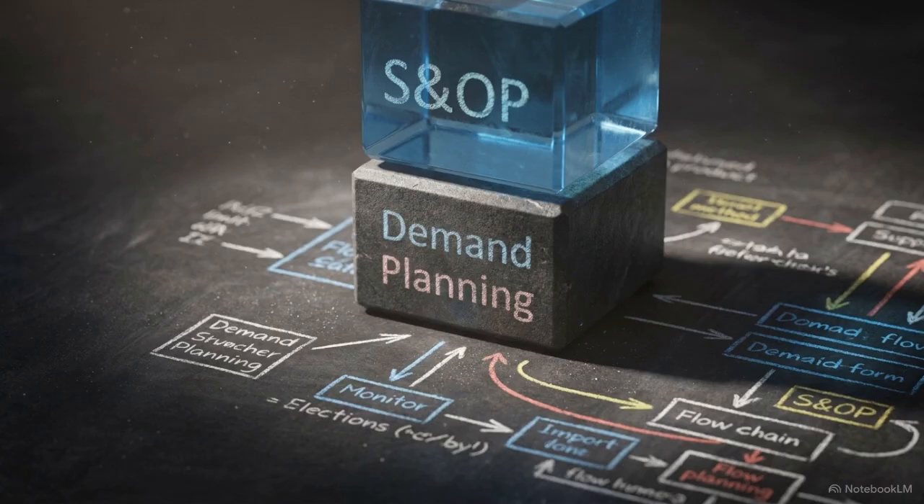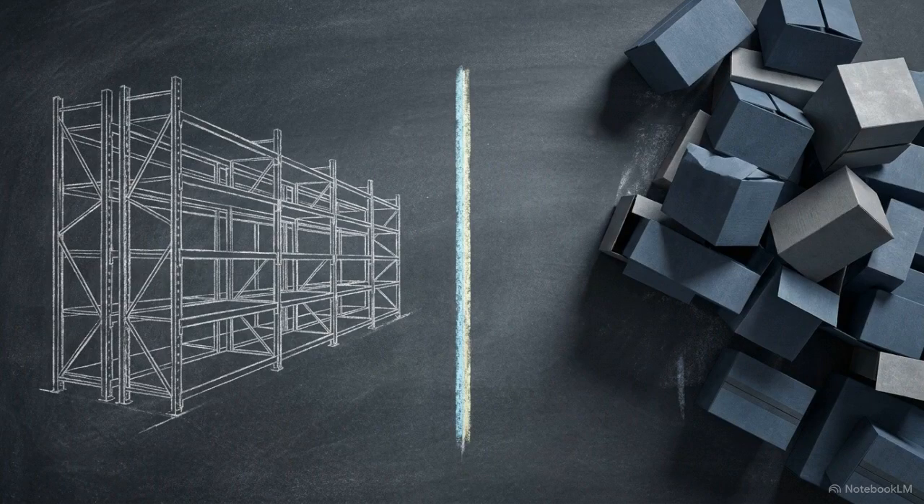This balancing act does not exist in a vacuum. It forms the foundation for a broader framework known as Sales and Operations Planning, or S&OP. Achieving this equilibrium is the method an organization uses to avoid two extremes: running out of stock or suffocating under a warehouse of unsold goods.